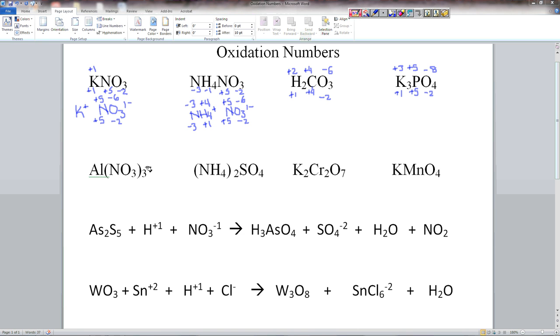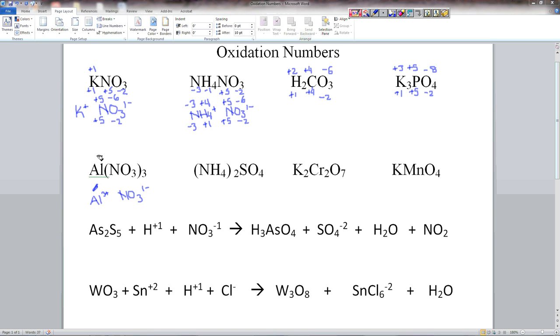Alright, this one. You have 3 nitrates and you have an aluminum. So I'm going to separate this out. You don't really have to, but just to show you that you could do it both ways. It's 3 plus. I just took this 3 and put it as the charge of aluminum. In case you forgot, aluminum is always a positive 3. And same thing with nitrate.